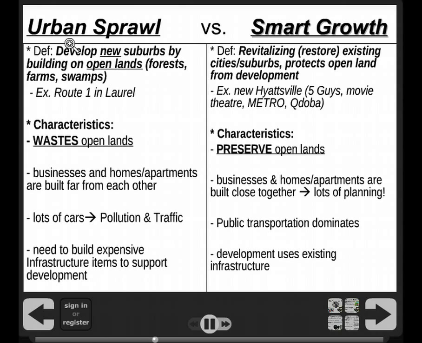On the opposite spectrum, you have smart growth, and just by looking at the phrase smart growth, you know it's got to be good. The key to smart growth is this concept of revitalization or rejuvenation, and you probably are familiar with those words. Making something new again, making something better. So you take an area that already exists and you build upon it. You destroy old buildings, maybe put new buildings up.